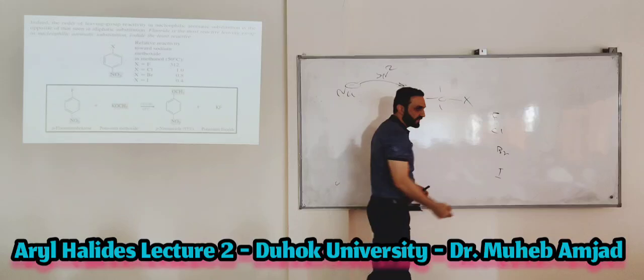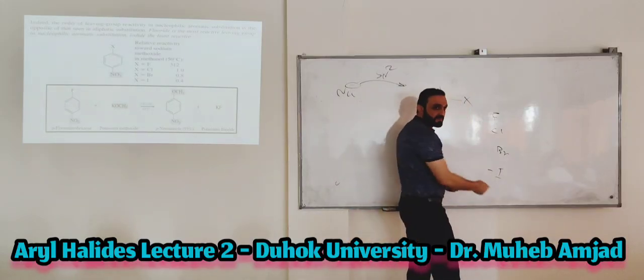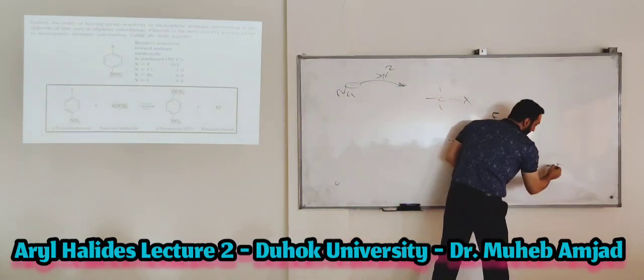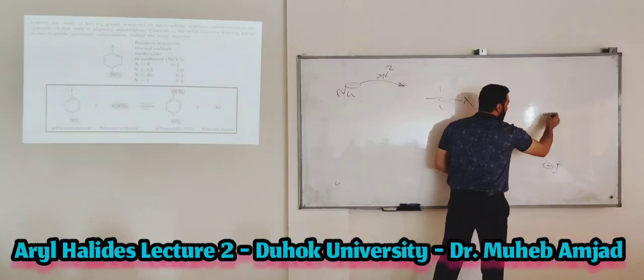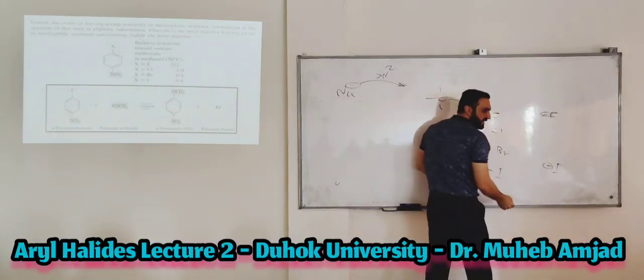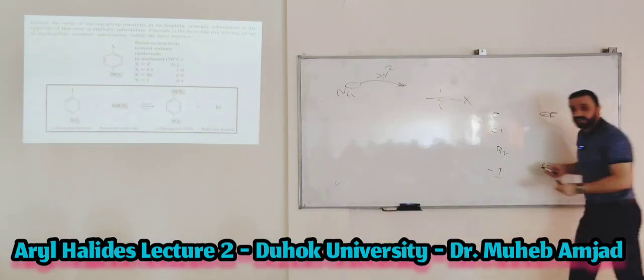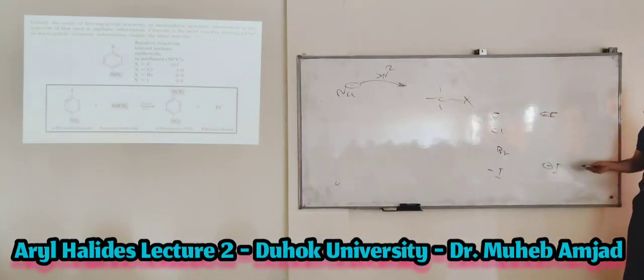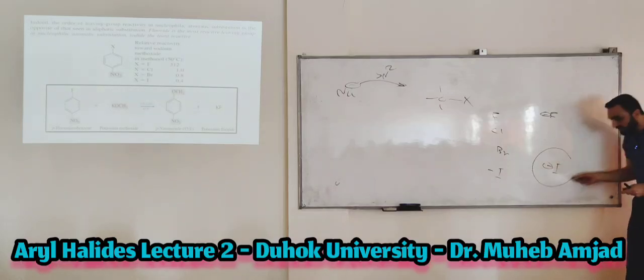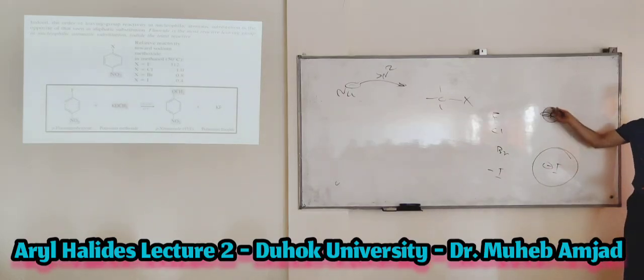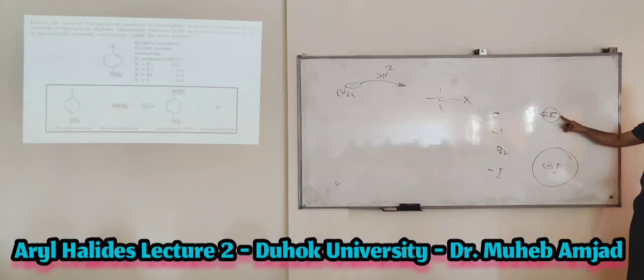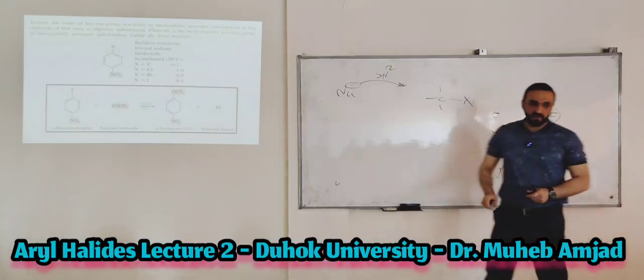Why? Because iodine is a good leaving group. The iodine which leaves the structure will be iodide, and the fluorine will be fluoride. Which is the more stable one? The iodine. Why? Because the size of the anion is bigger than the fluorine. Yes, the fluorine is a high electronegativity atom, but the more stable one is the iodide. For this reason, the iodine will be the better leaving group.